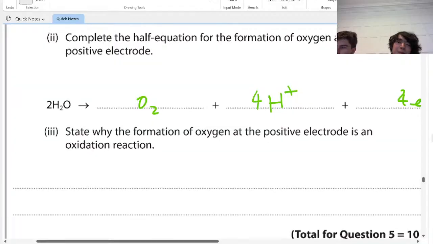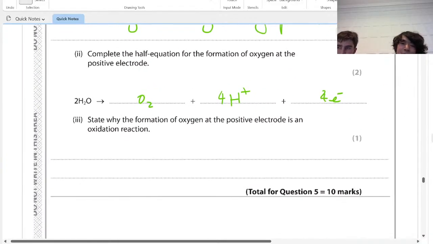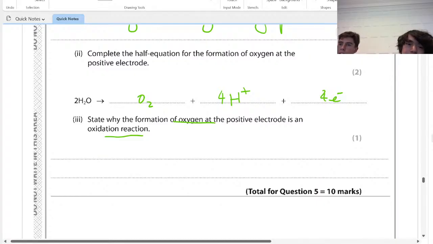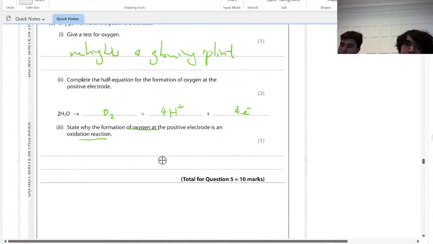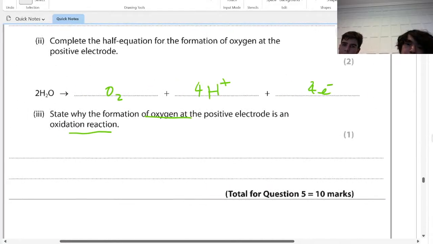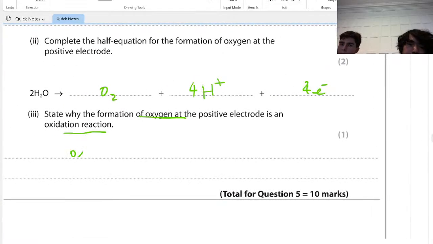We won't bring it up now because we're short on time, but you probably have a section somewhere. Just look up the half equations for oxygen forming and hydrogen forming at each electrode, because they tend to ask those rather than actual elements. The main one to know is oxygen forming, because it's slightly weird.